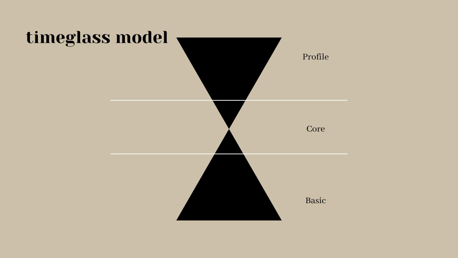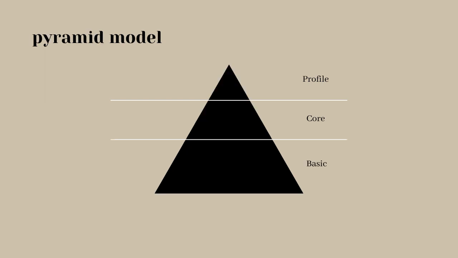So it can be like the majority, so it can be like 40% profile items, 40% basic items, and then the remaining 20% is for core items. And the last model that you can use is called a pyramid model. So in a pyramid model, the majority of the items are basic items. Second most is core items, and smallest amount is profile items.